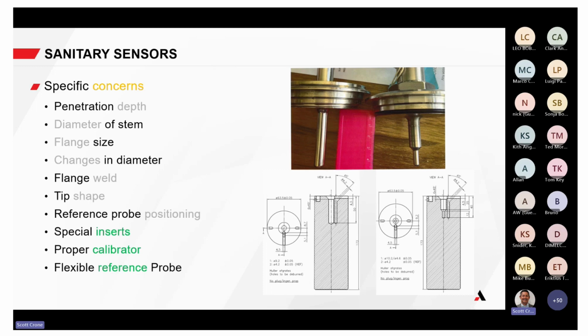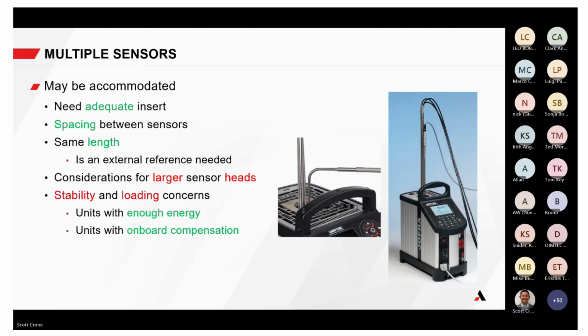Multiple sensors, as the question was asked earlier, they can be accommodated. You're going to need a special insert drilled for all of them. You want to make sure you've got adequate clearance between the sensors, and they've got to be the same length. You can't have a short sensor and a long sensor in the same insert because even if you're using set follows true control, that set follows true control is only going to focus on one point. You're going to need an external reference in many cases just to make sure that you're reading properly at that level. And considerations for larger sensor heads have got to be taken into place.